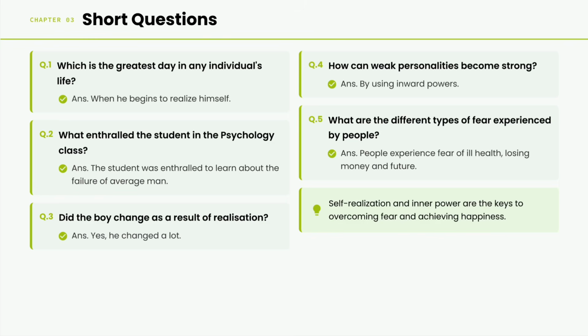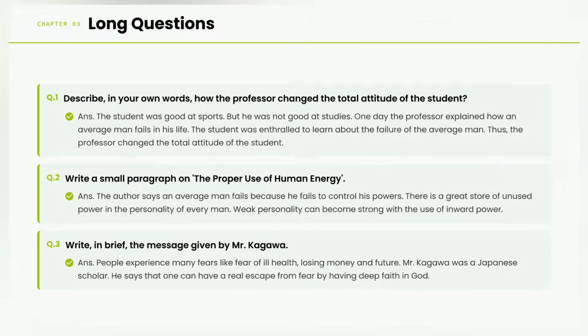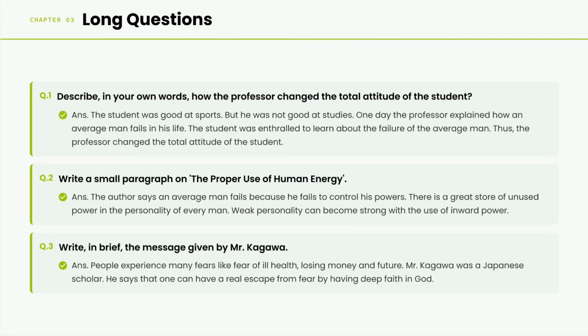Question 4. How can weak personalities become strong? Answer. By using inward powers. Question 5. What are the different types of fear experienced by people? Answer. People experience fear of ill health, losing money and future. Long questions from chapter 3.